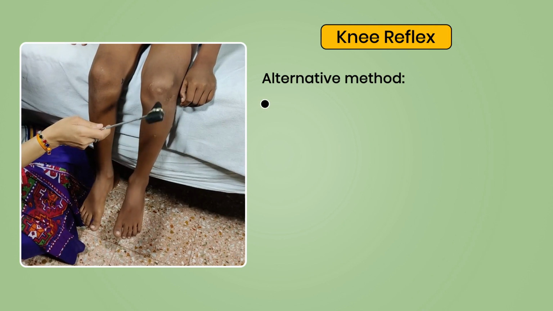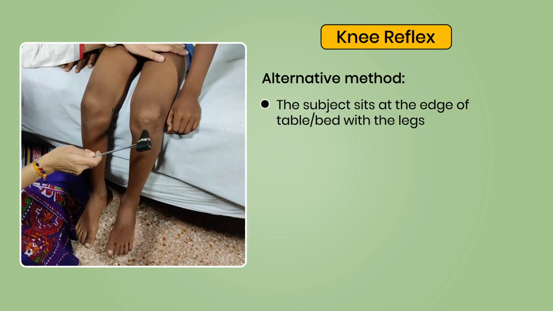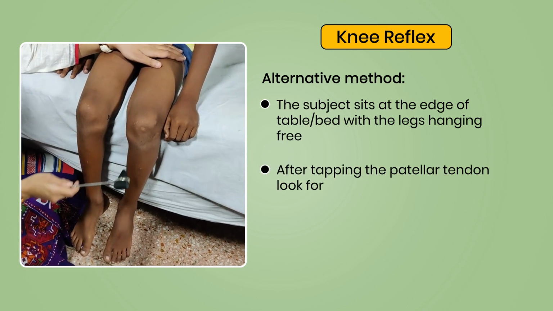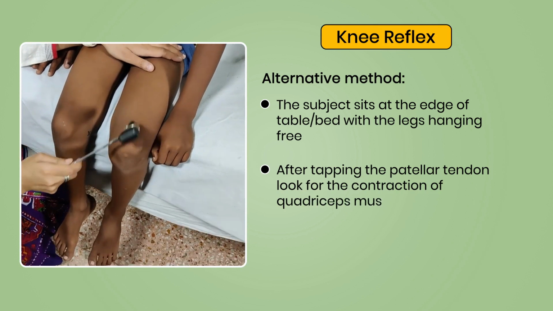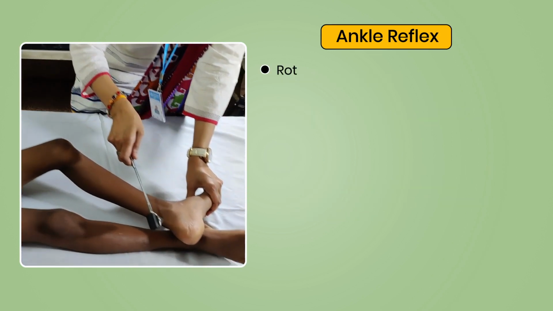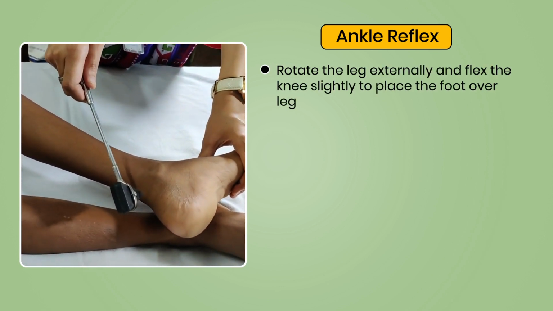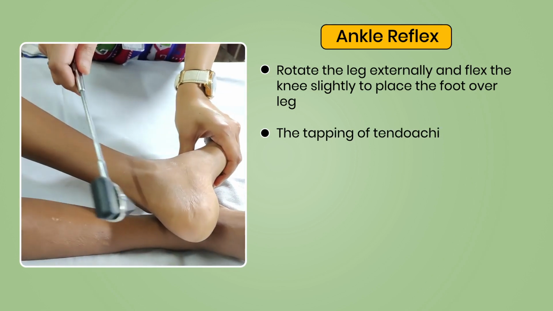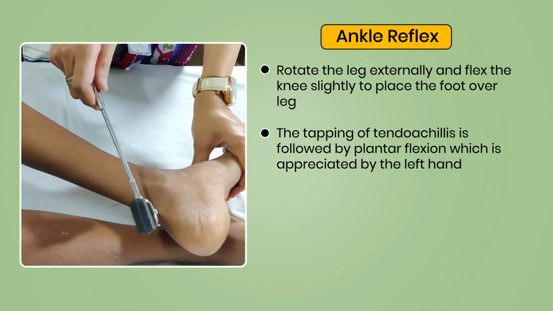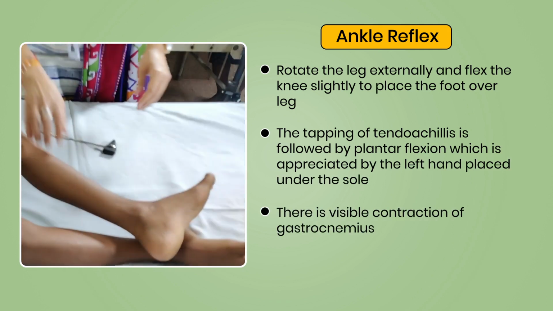Alternative method. The subject sits at the edge of the table or bed with the legs hanging free. After tapping the patella tendon, look for the contraction of quadriceps muscle and extension of the leg and knee. Ankle reflex. Rotate the leg externally and flex the knee slightly to place the foot over leg. The tapping of tendo Achilles is followed by plantar flexion, which is appreciated by the left hand placed under the sole. There is visible contraction of gastrocnemius muscle.